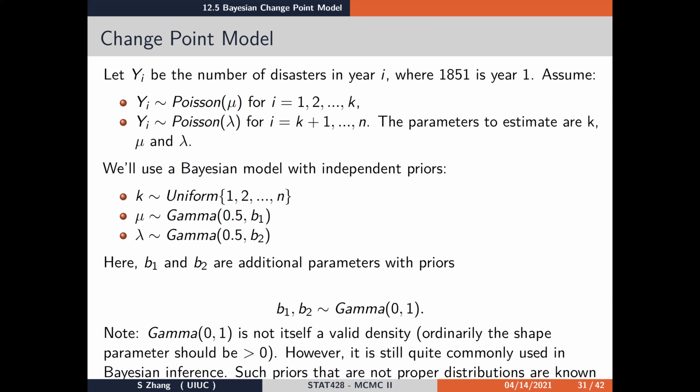One thing you might notice is that gamma(0, 1) is not itself a valid density. Ordinarily, you will want the shape parameter, which is the first parameter here, to be greater than 0. However, even though it is not itself a proper density, it can still be quite commonly used in Bayesian inference. Such priors that are not proper distributions are known as improper priors in Bayesian analysis.